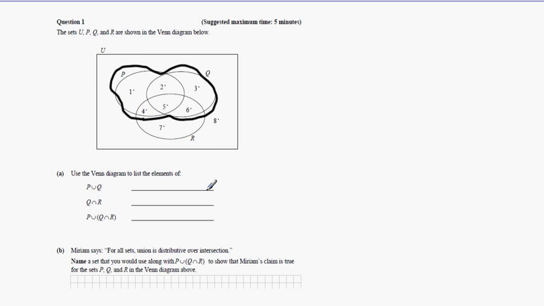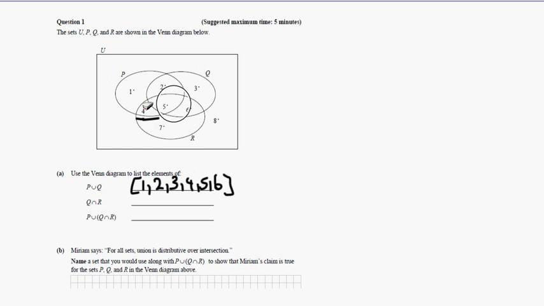So we're going to write it in order, so we're going to have 1, 2, 3, 4, 5 and 6 there. Okay, so that's everything in P union Q. Next thing we're going to be doing is Q intersection R. Q intersection R is numbers that have to be in both Q and R. Both Q and R will be this section in here, which is 5 and 6.